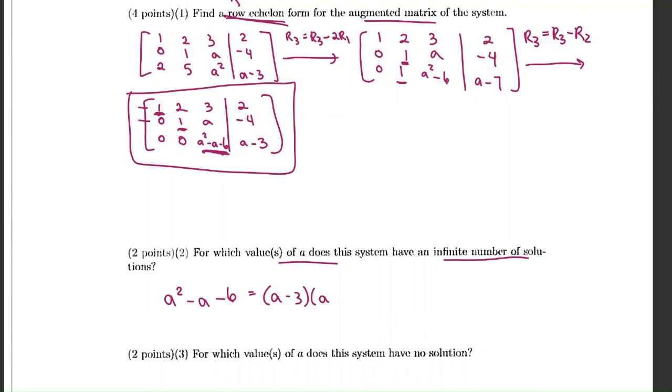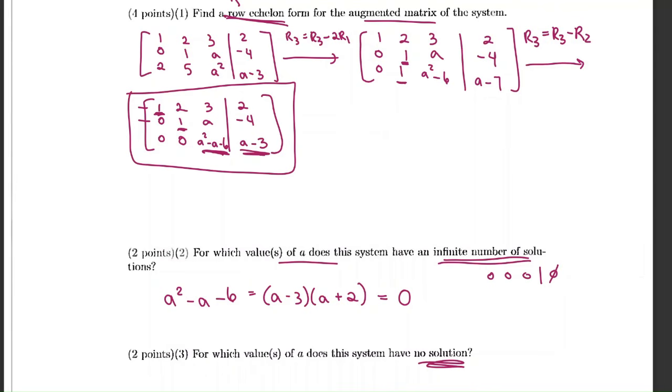times a plus 2. And we want that to equal 0. But if we want to have an infinite number of solutions, this term needs to also be 0, because otherwise, if you have a row of zeros and then a non-zero term here, that's no solution, which is actually this next problem, but I'm getting ahead of myself.